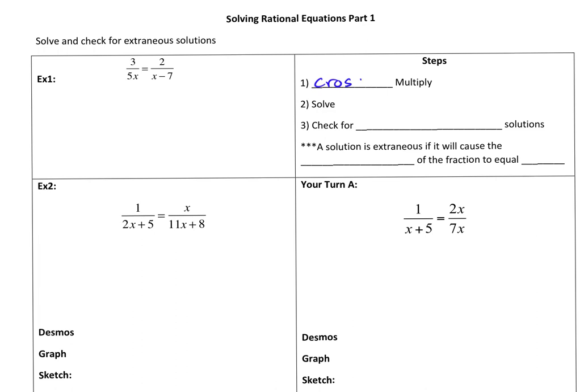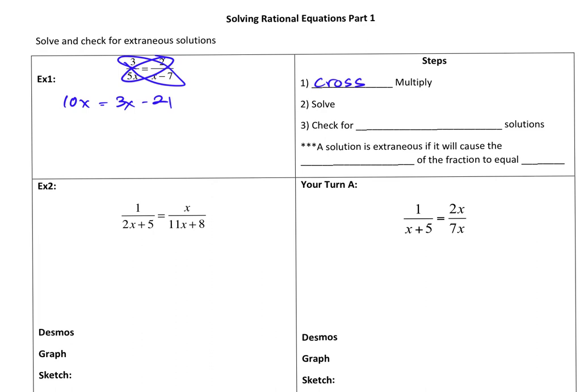The reason why we're going to cross multiply is because we will no longer have a fraction or a rational expression once we've done that. So we're going to go ahead and cross multiply here. 5x times 2 is going to get us 10x. And then we're going to cross multiply over here, and we get 3 times x minus 3 times 7.